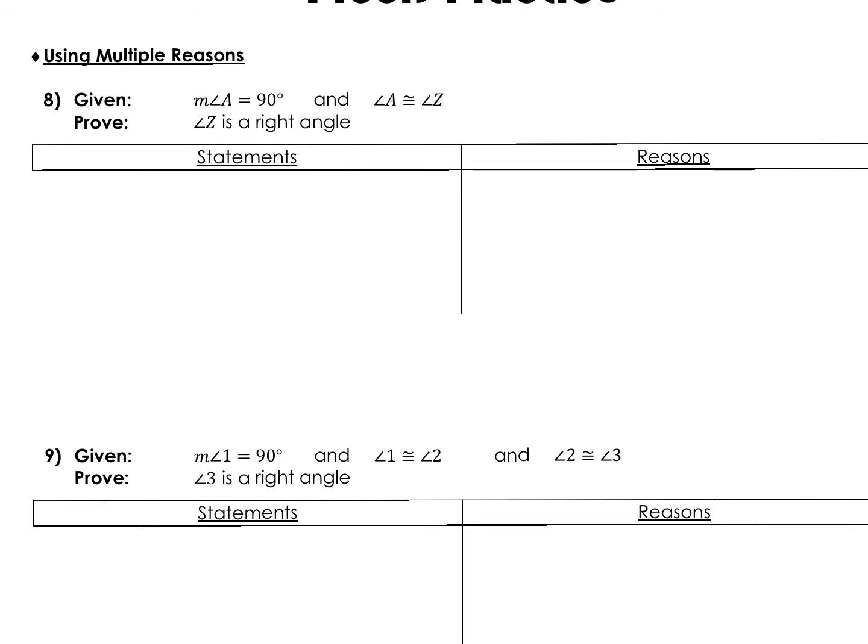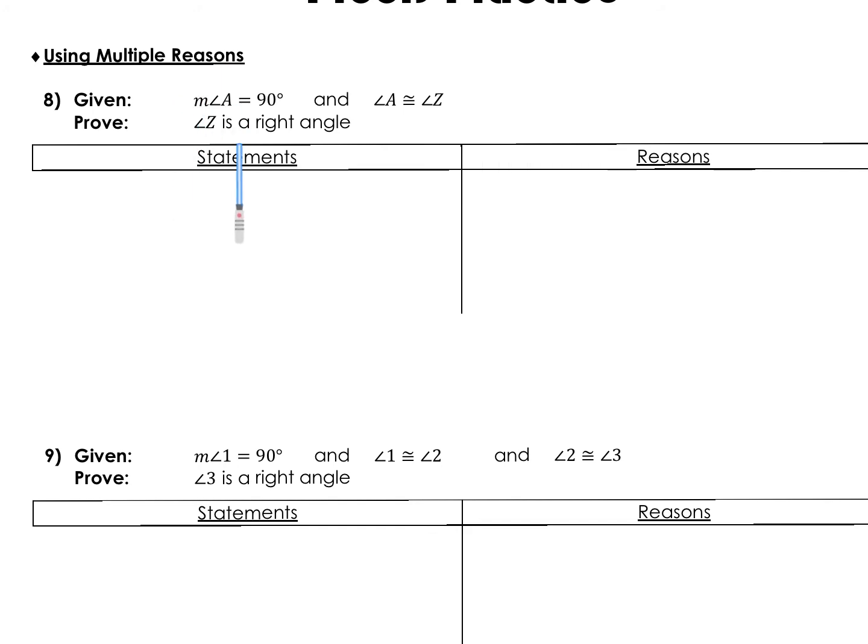We're going to use a little bit of our previous knowledge that we've been working with. So if you are given the measure of angle A is 90 degrees and angle A is congruent to angle Z, we have to prove that angle Z is a right angle. So I want to point out a couple of things to you. We cannot substitute 90 degrees in here for angle A. And the reason is this is a congruency statement and this is an equality statement.